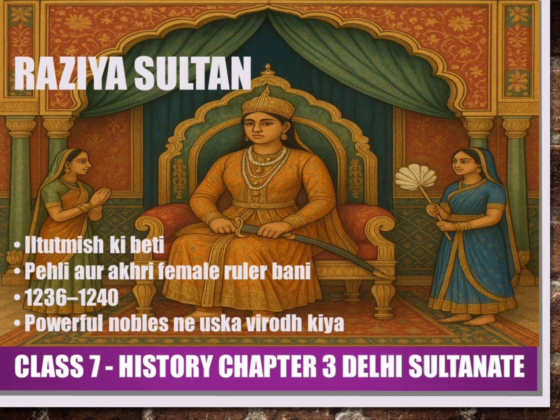Now we see Razia Sultan. In a bold move, Iltutmish nominated his daughter Razia Sultan as his successor. She ruled from 1236 to 1240 and broke all norms by becoming the first and only female ruler of the Delhi Sultanate. Despite her talent, she faced opposition from the nobles and was eventually overthrown.